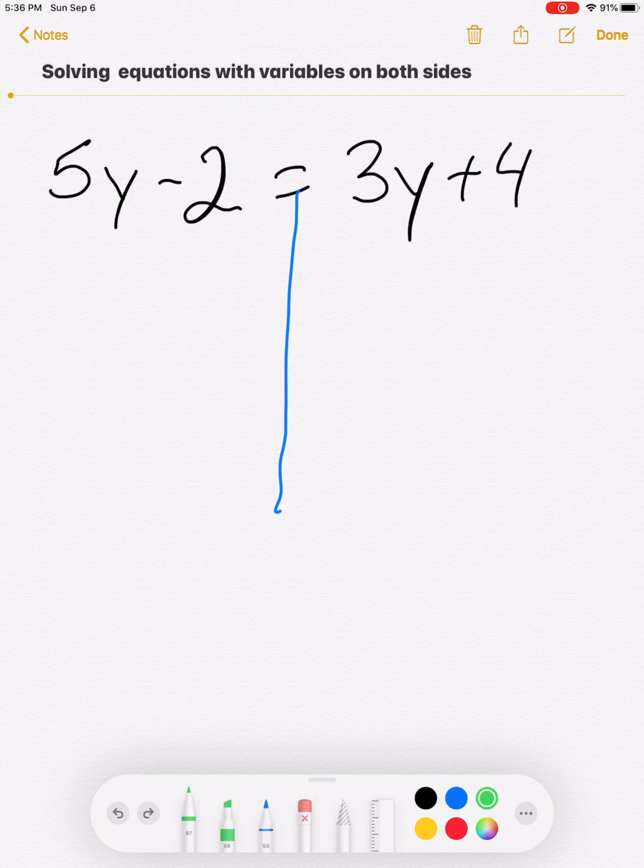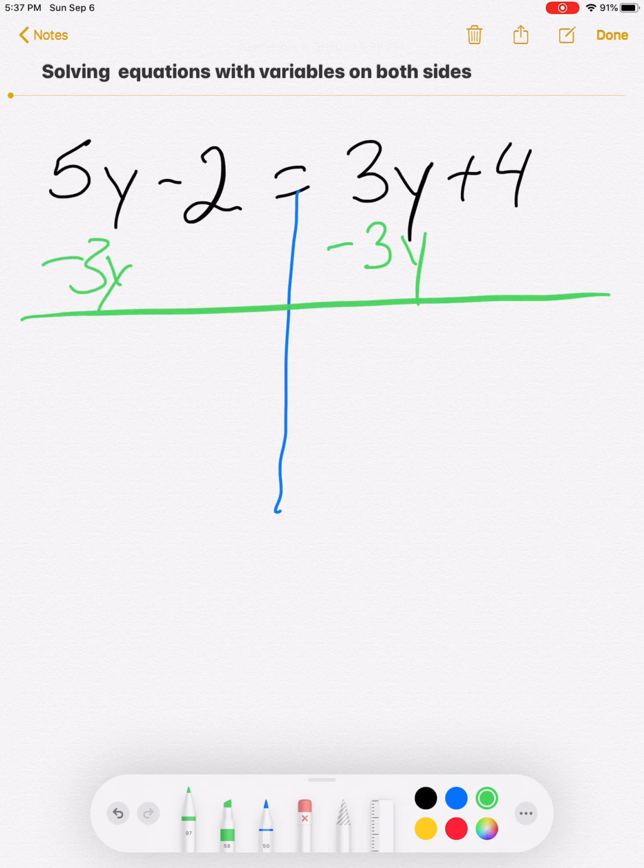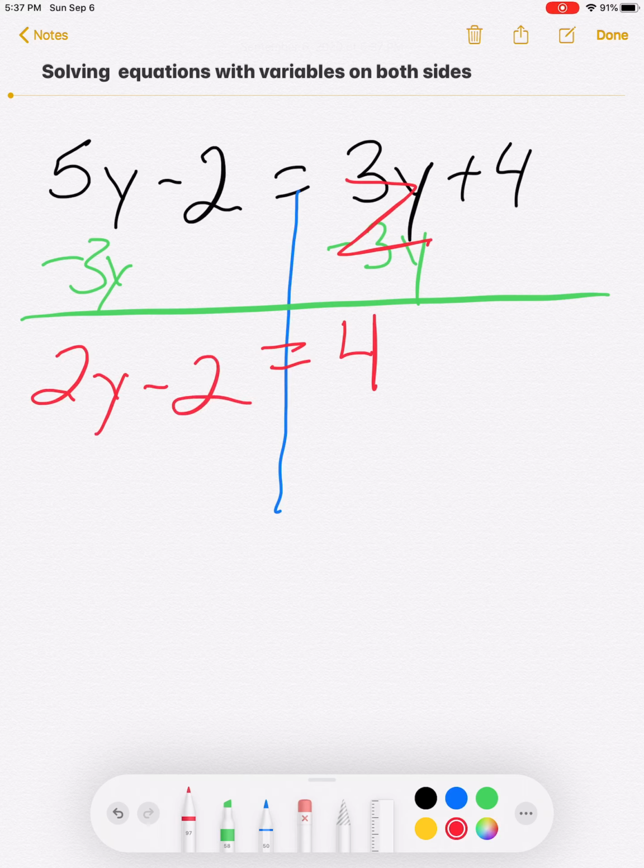So I'm going to subtract 3y. And if I do it to one side, I've got to do it to the other. So now my 3y's zero out, and I'm left with a positive 4. And that's going to be equal to 5y minus 3y, which is 2y, minus 2.